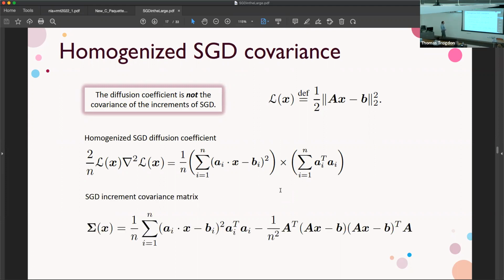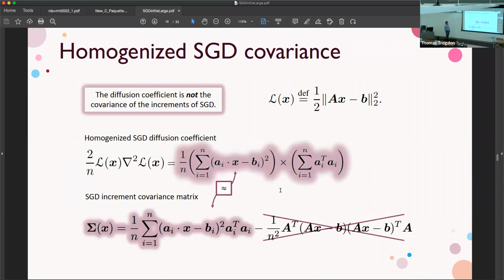The actual increment of SGD's covariance is this thing. So what's the difference between this and this? Well, there are 2 major qualitative differences. First, this term basically has been just dropped. And the second thing is that I've, let's say, massaged this to be this. What's the main difference? If you like, this is an expectation of the product of 2 random variables. This is the product of the expectations. So it's a type of decoupling between the actual function values and the directions of the updates. Okay, so that's the main difference between these 2 things.